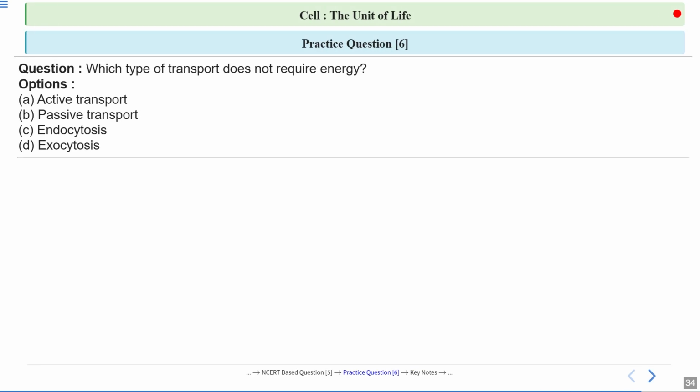Okay, next question. Which type of transport does not require energy? The options are active transport, passive transport, endocytosis, or exocytosis. What will be the correct answer here?